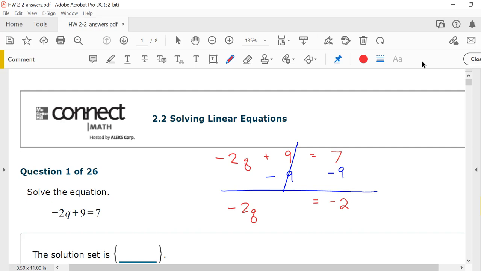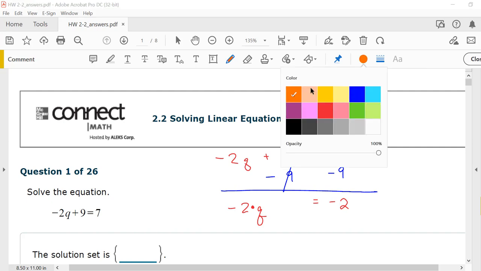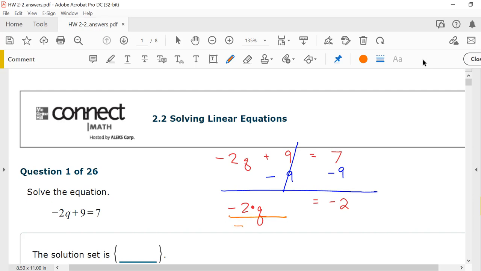So now I have negative 2q, and I'm going to scoot the q over just a little bit so I can emphasize that that's really negative 2 times q. So to get that negative 2 in front of the q away, I need to divide both sides by negative 2. Negative 2 divided by negative 2 is 1. So I have q equals negative 2 over negative 2 is 1. The solution set is q equals 1.